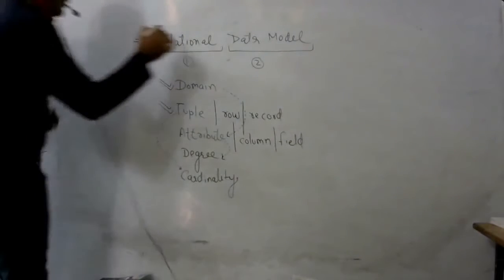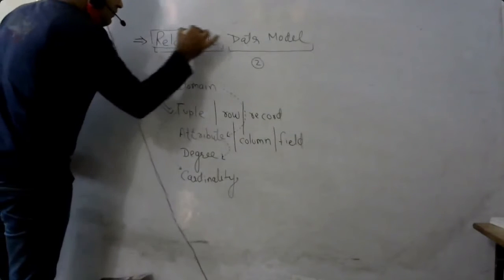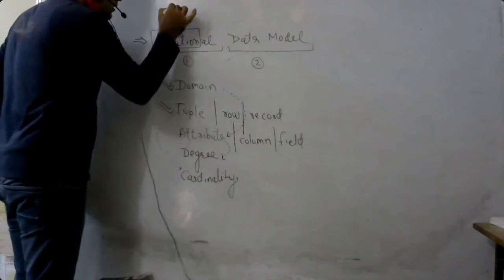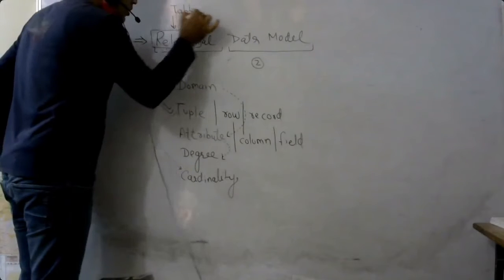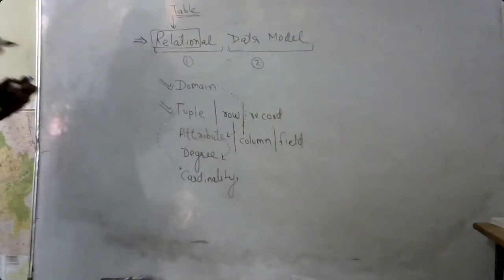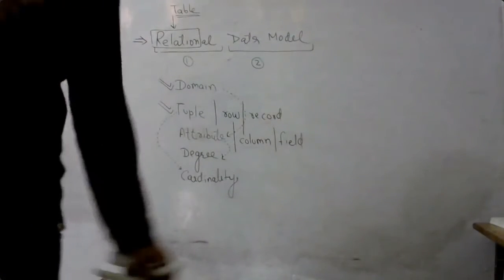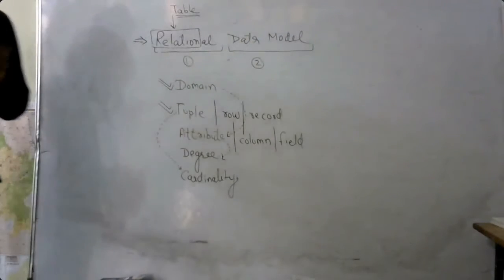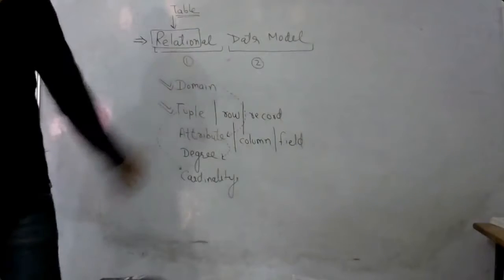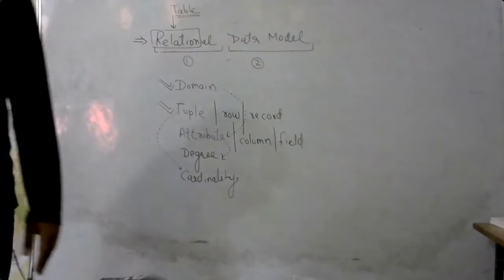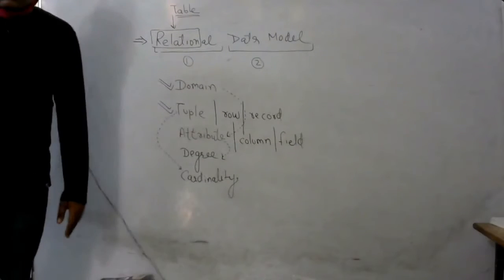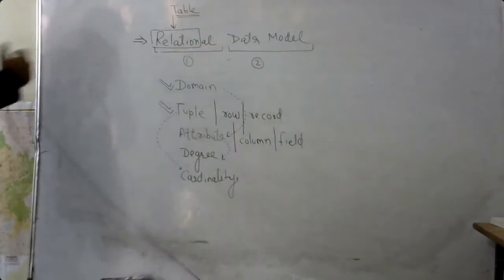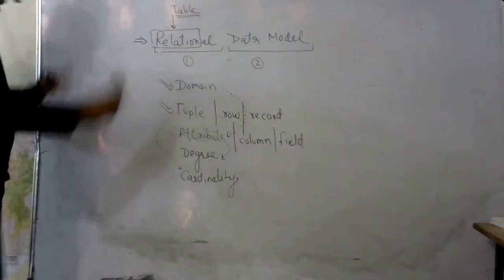Here, see, there is a term relation. And when we talk about a relation, that means a table. A relation is also known as a table. So the term relational data model we are going to cover very first, then we will cover sequence-wise domain, tuple, attributes, degree and cardinality. So moving forward, I'm erasing.